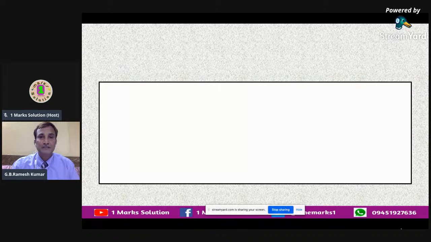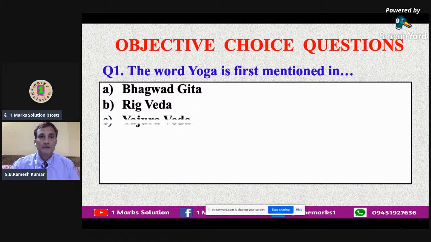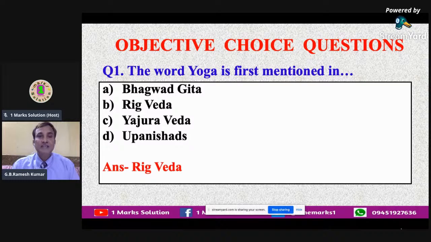Objective choice questions. The first question is: the word yoga is first mentioned in. Options are Bhagwad Gita, Rig Veda, Yajurveda, and Upanishads. Out of which, Rig Veda is the correct answer. We don't have exact information, but based on the available information, the Rig Veda is the first place where yoga is mentioned.